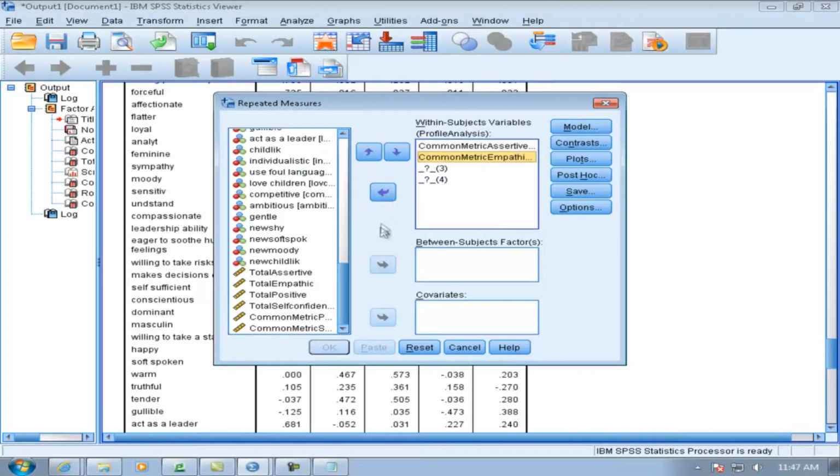The next one was empathic. The next one was positive. And the next one was what? Self-confidence. You see how we put them all in? Or did I go too fast?